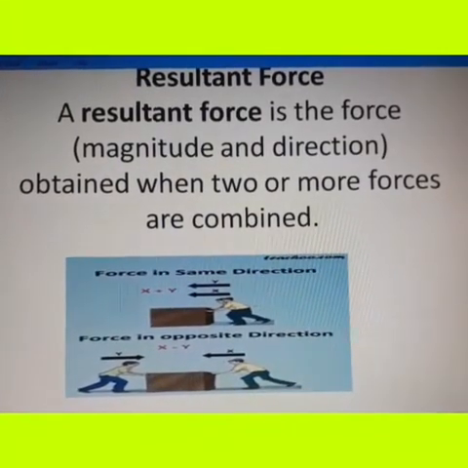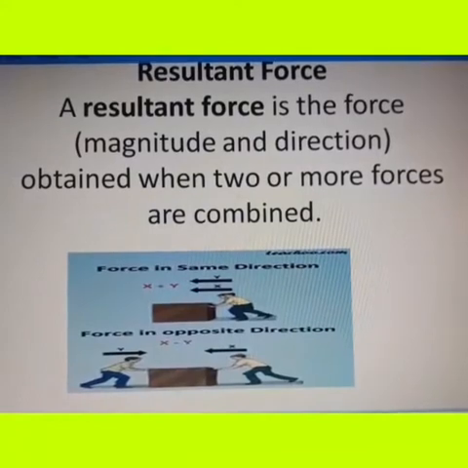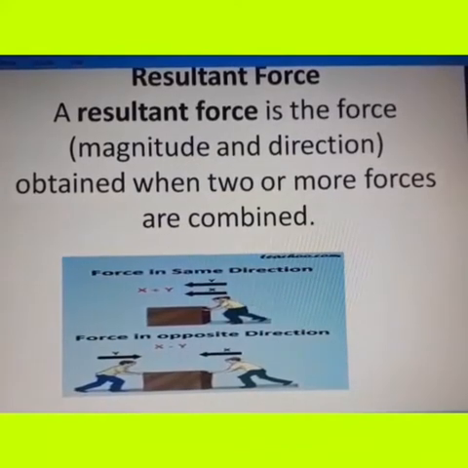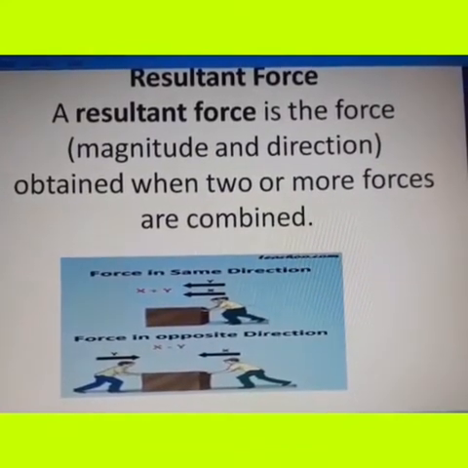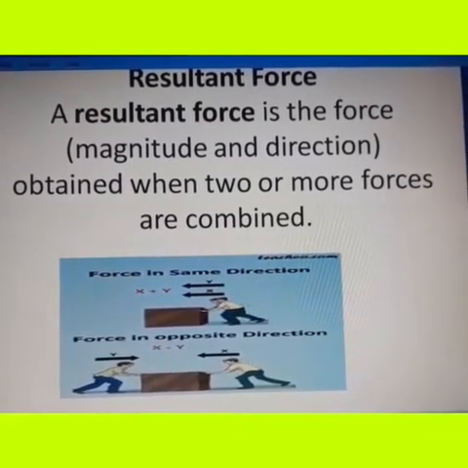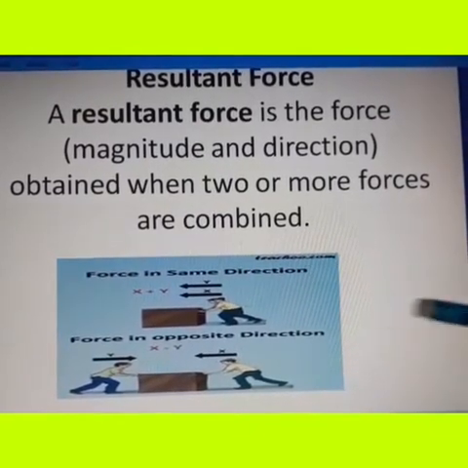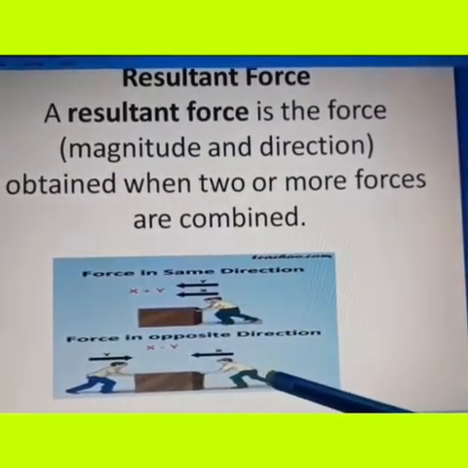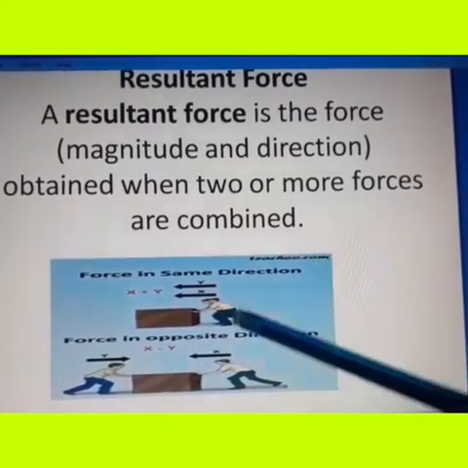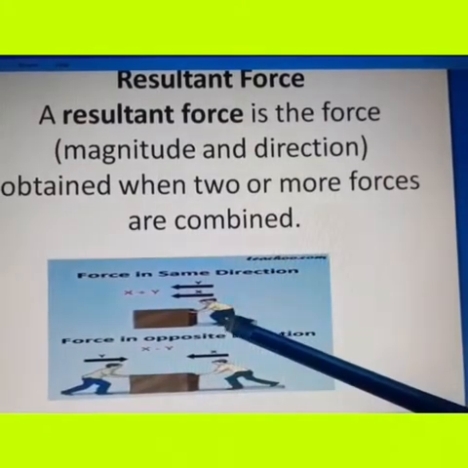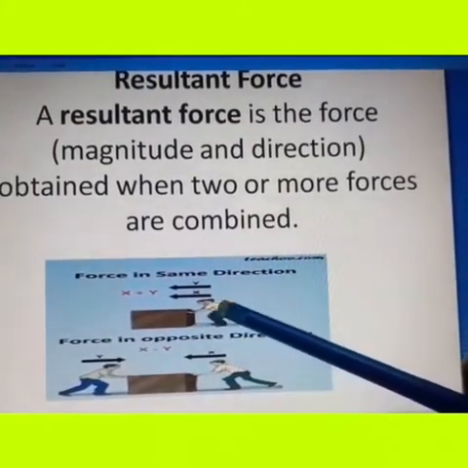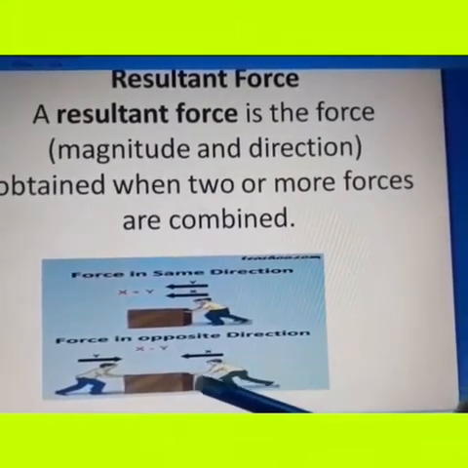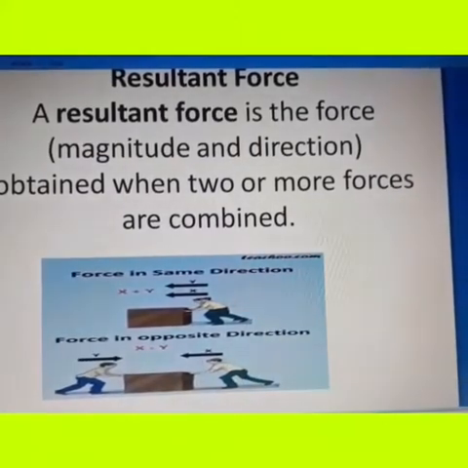Let us learn today what is the resultant force. A resultant force is the force having magnitude and direction, which is obtained when two or more forces are combined. These two forces can be in the same direction, or these two forces can work in the opposite direction. Like if you look at this first image, the two men are pushing the box in the same direction, whereas in the second picture, the two men are pushing the same box from the opposite direction.